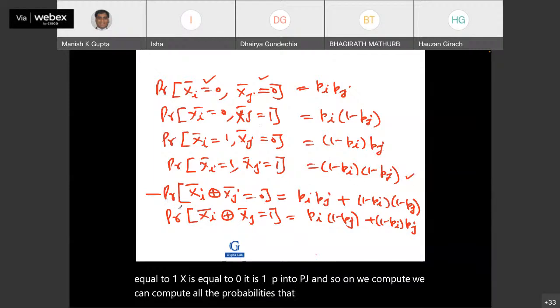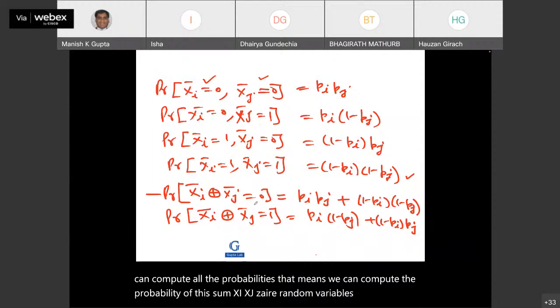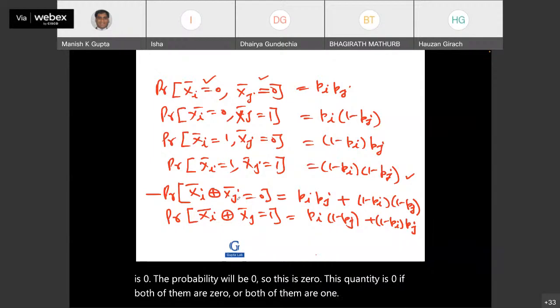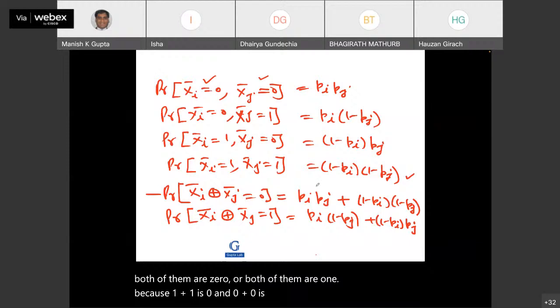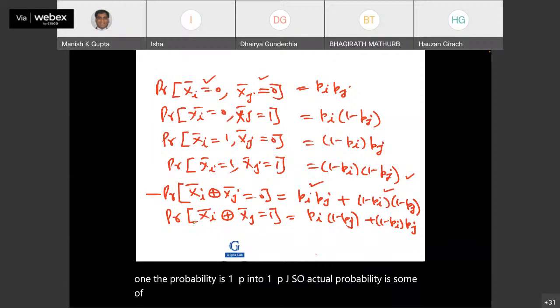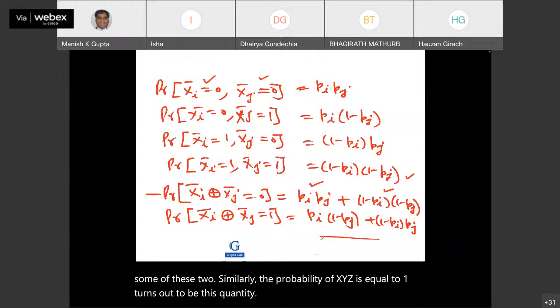That means we can compute the probability of the sum xi plus xj, where xi and xj are random variables. This quantity is 0 if both of them are 0 or both of them are 1, because 1 plus 1 is 0 and 0 plus 0 is 0. When both are 0, the probability is pi times pj, and when both are 1, the probability is 1 minus pi times 1 minus pj. So the actual probability is the sum of these two. Similarly, the probability that xi plus xj is equal to 1 turns out to be this quantity. This is something interesting.